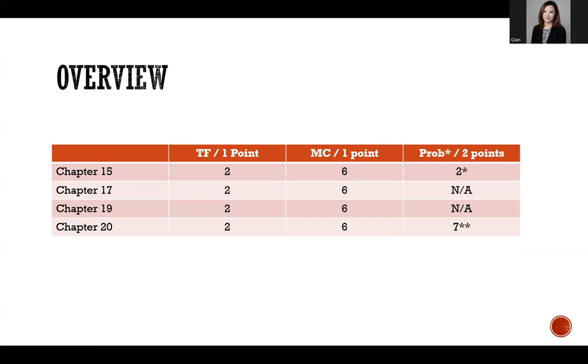For each chapter, I have 2 true or false questions and 6 multiple choice problems respectively. We don't have any calculation problems for chapter 17 and 19, but I have 2 for chapter 15 and 7 for chapter 20.